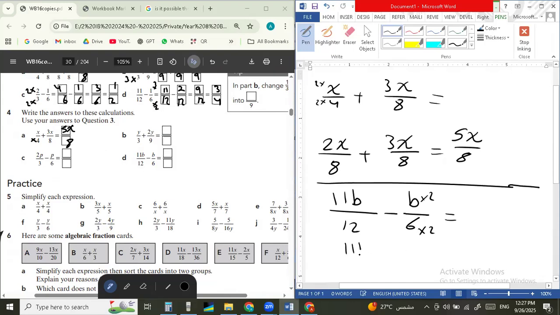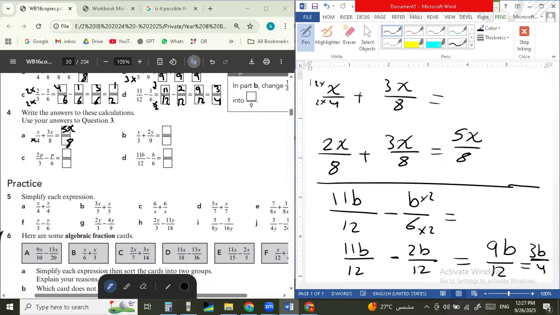So it becomes 11b over 12, the 12 stays the same, minus 2b over 12. 11b minus 2b is 9b. After I simplify, divide by 3, it becomes 3b over 4. So 3b over 4.